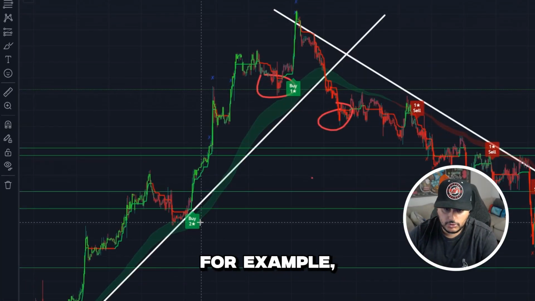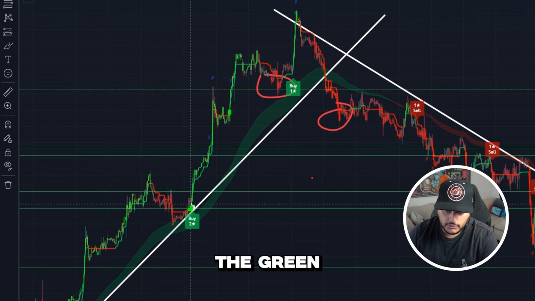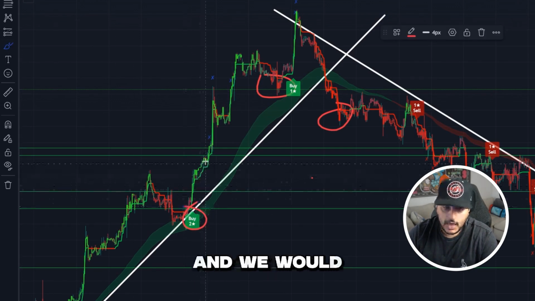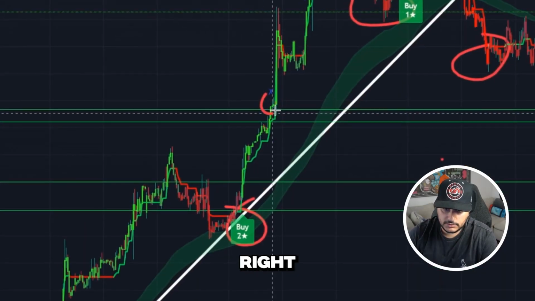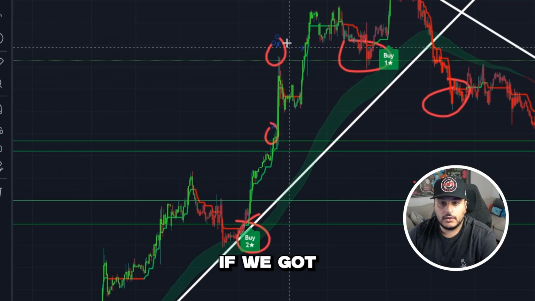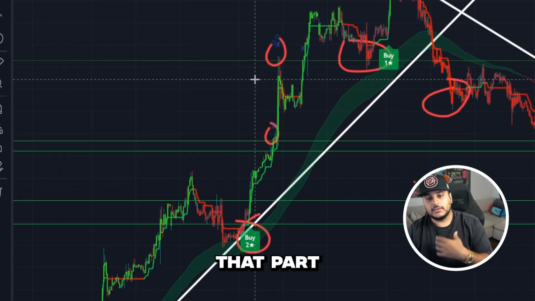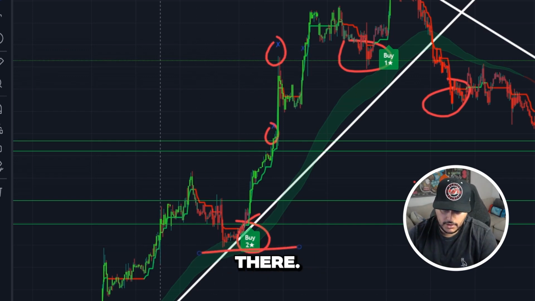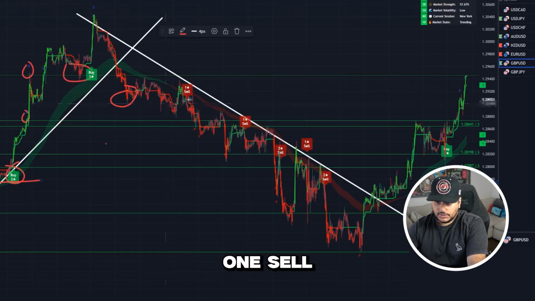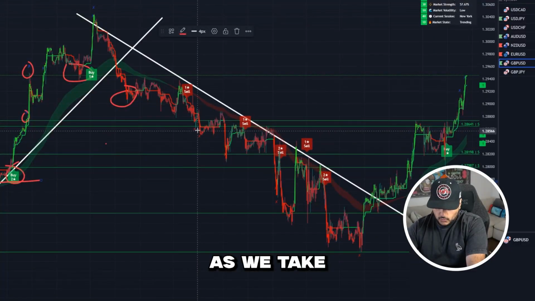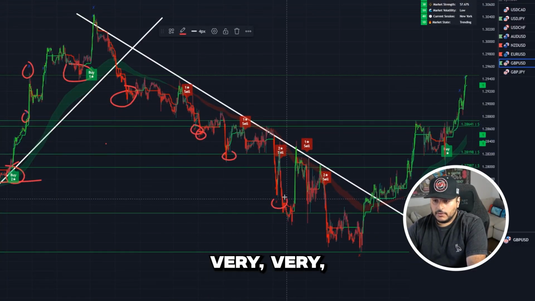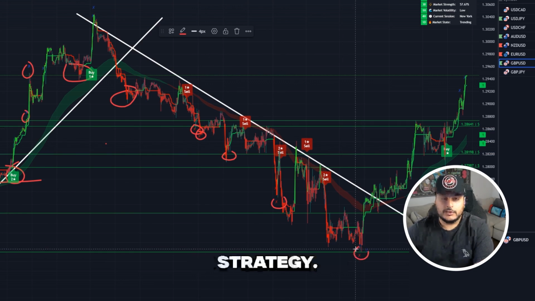So over here, for example, we have the green echo cloud, the green trend sniper line. We got a buy signal, so we could have entered this trade and we would have exited when it hit the resistance right over here, or over here if we got the second X. So again, that part is preference for you, and the stop loss should slightly be below the swing low, which is right there. And over here, as you can see, every single one of these sell signals will be the same exact thing, guys. We take profit at the resistance or support and the X's. Very, very, very simple to understand this strategy.